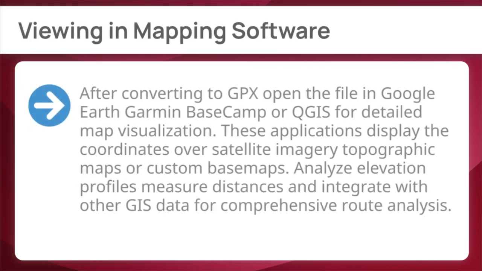Finally, viewing in mapping software. After converting to GPX, open the file in Google Earth, Garmin BaseCamp, or QGIS for detailed map visualization. These applications display the coordinates over satellite imagery, topographic maps, or custom base maps. Analyze elevation profiles, measure distances, and integrate with other GIS data for comprehensive route analysis.